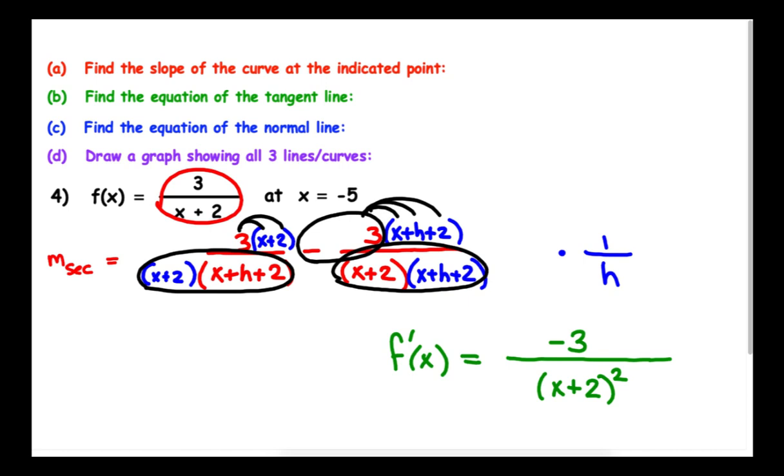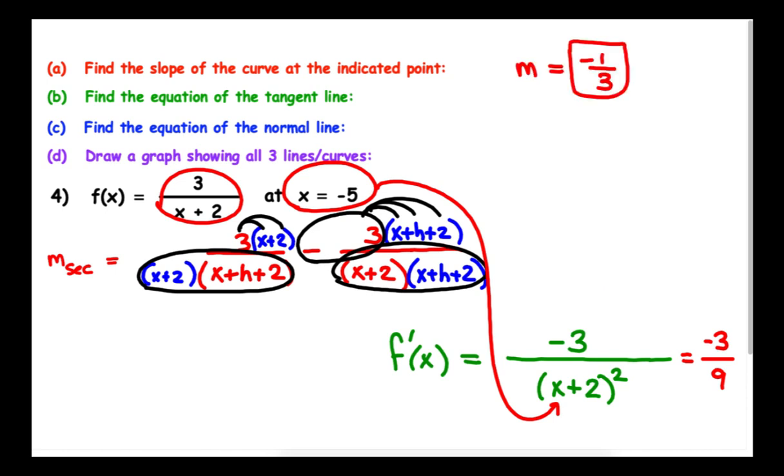Find the slope of the curve at the indicated point. This time x is negative 5. So dropping a negative 5 in here would give us negative 3 over negative 3 squared. So that'd be negative 3/9, which of course is negative 1/3. All right, so that's part A. All right, we'll get the tan line, the normal line, and then I'll graph all three.